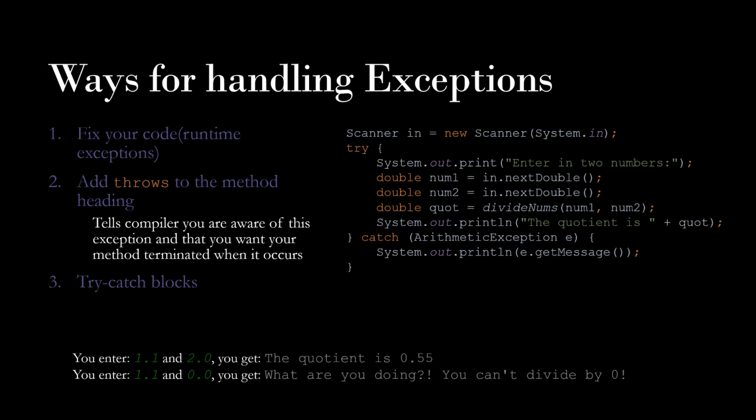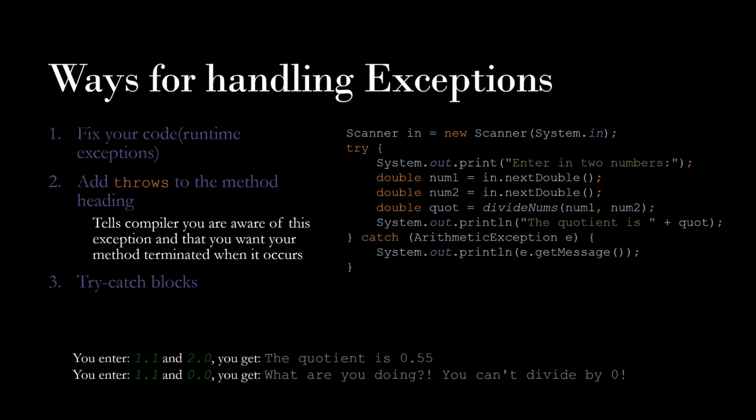Another thing is if you put throws in the heading, so not throw, but throws, in the heading of the method. It's pretty much an IOU for the compiler, saying we're not going to deal with it in this method specifically. We're just identifying that it could happen here. And then you need to catch it in a try catch block. That's the first time we've seen it, and it's off to the right here.